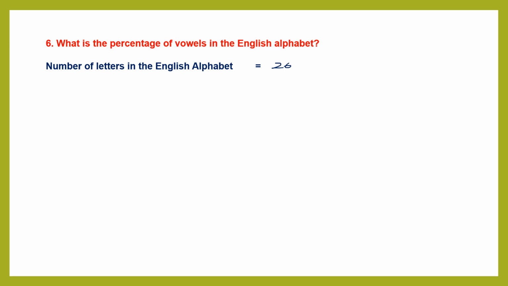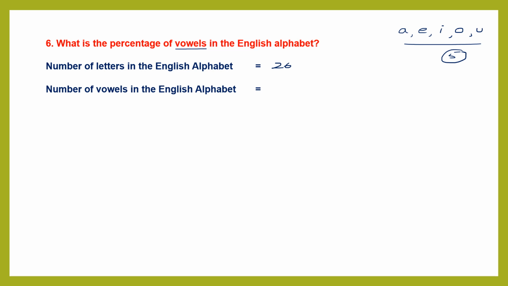Now, the question is, what is the percentage of vowels? Now, how many vowels are there? What are the vowels in the English alphabet? A, E, I, O and U. These are the vowels in the English alphabet. And how many do we have? 1, 2, 3, 4, 5. There are 5 vowels in the English alphabet. So let's write that. So number of vowels in the English alphabet is 5.